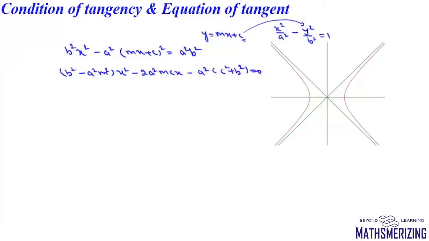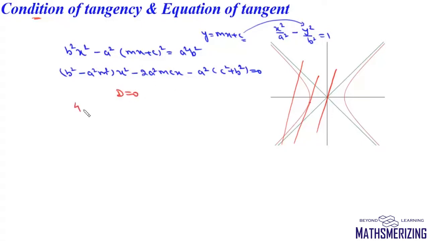Now being a quadratic equation, it will have three possibilities. Either this line and hyperbola will intersect at two distinct points, or they'll touch each other, or they may never intersect each other. In this case, we are interested in condition of tangency, which simply is this quadratic equation must have exactly one real root. So that means value of d must be equal to 0.